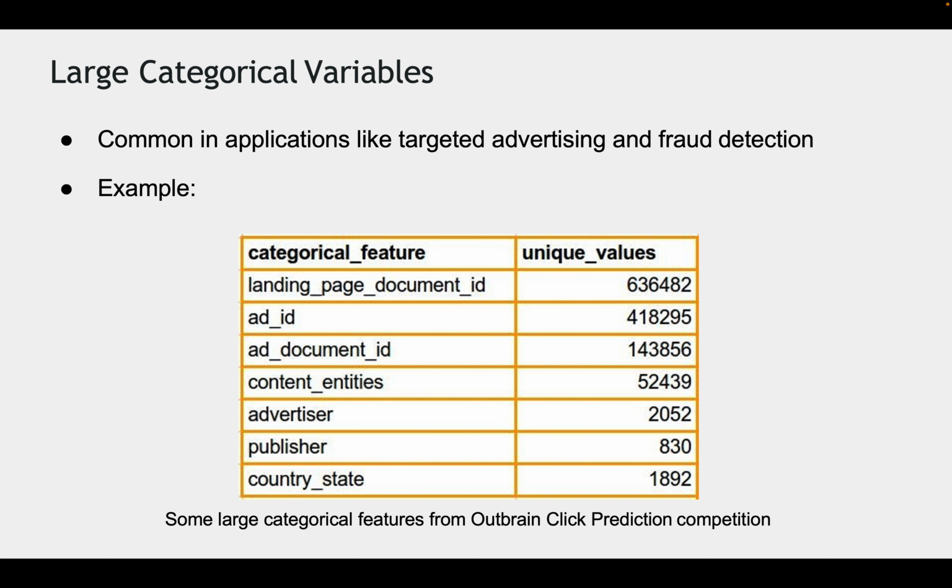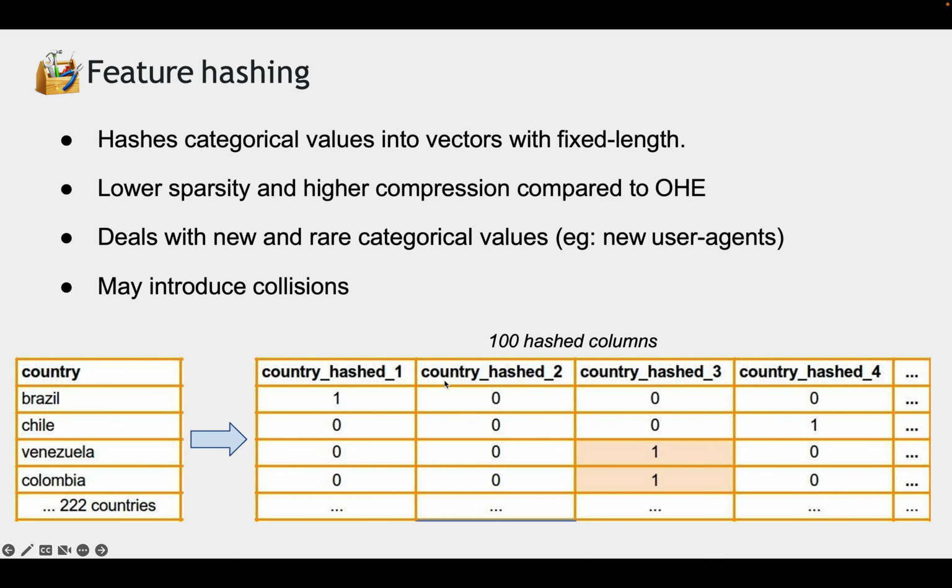Large categorical variables are common in applications like targeted advertising and fraud detection. Example: landing page, ad ID, publisher. Some large categorical features from the outbound click prediction competition. So landing page, document ID, obviously landing page will have the most unique values. Ad ID, ad document ID, content entities, ठीक है.